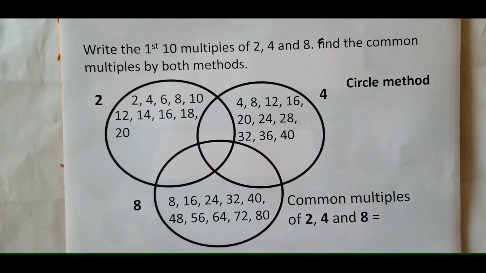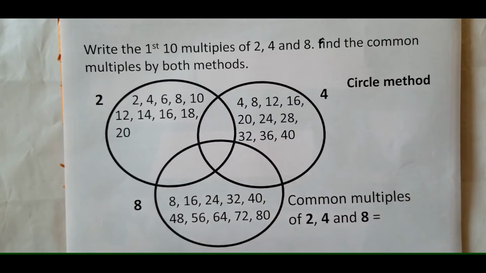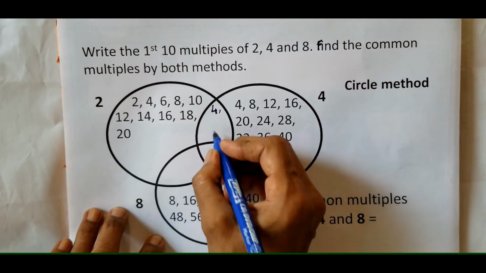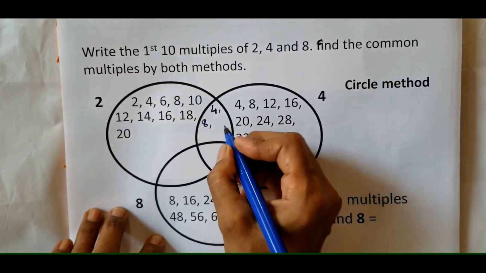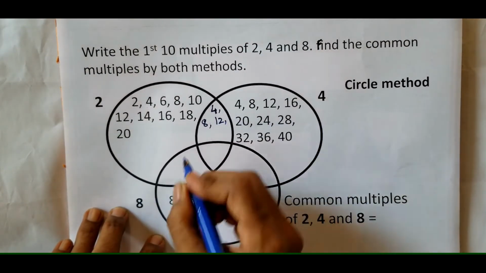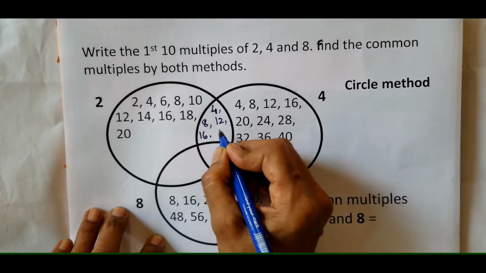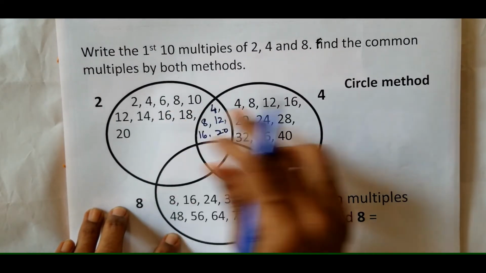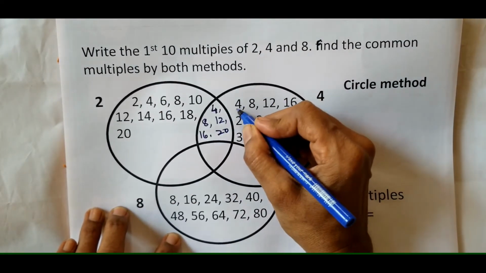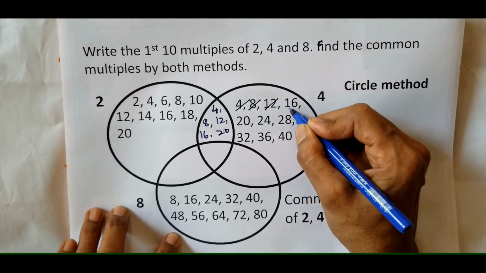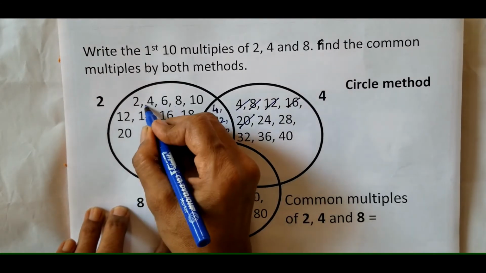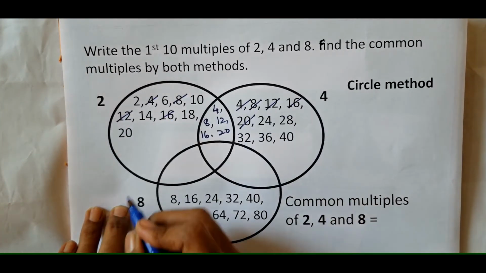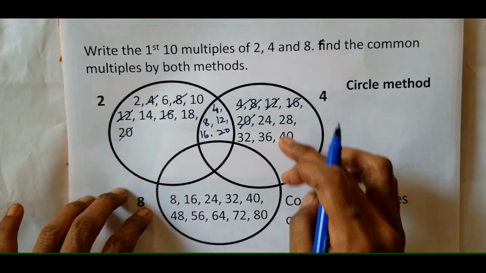Let us now write the common multiples of 2 and 4. They are 4, 8, 12, 16 and 20. I have to cross these numbers from both these circles. 4, 8, 12, 16 and 20. Now let us come to 4 and 8.